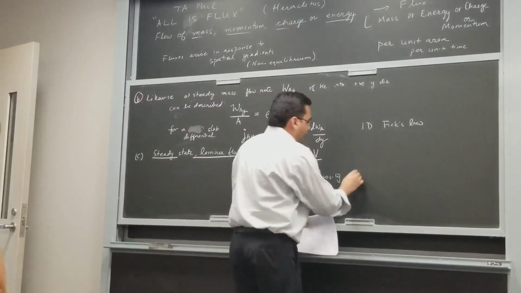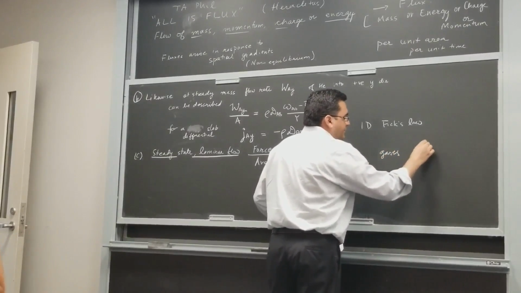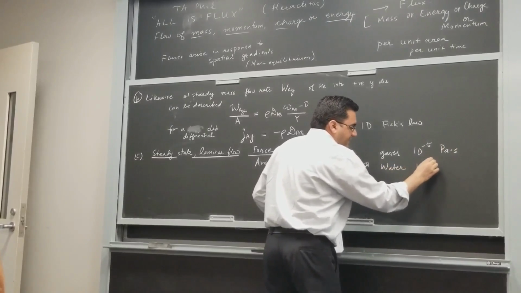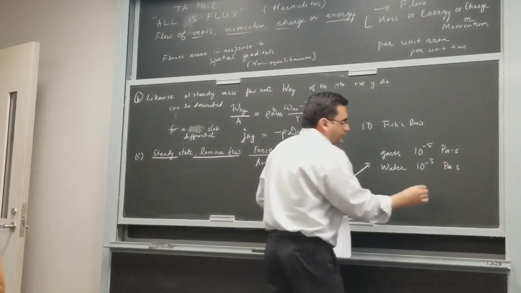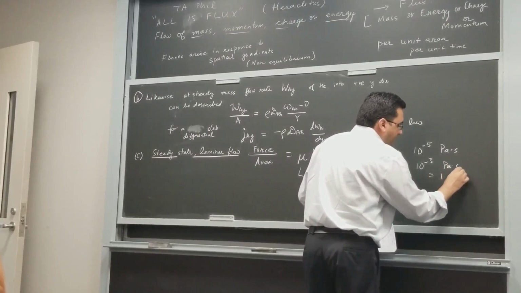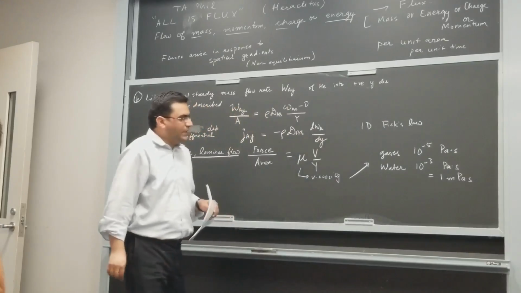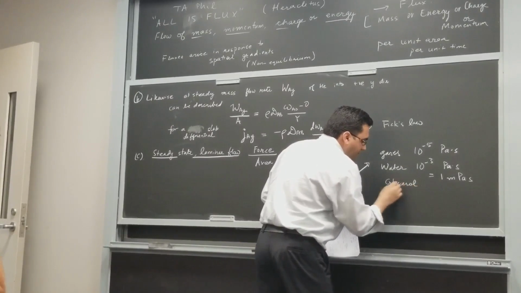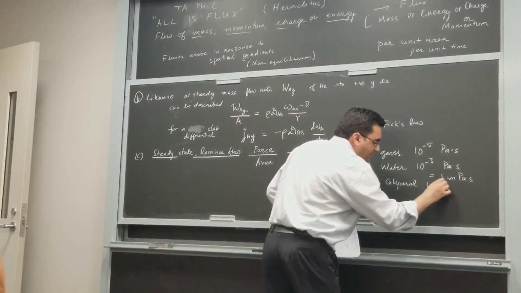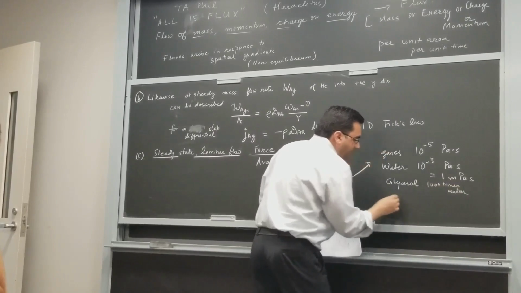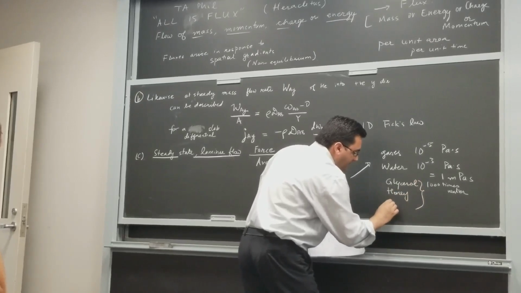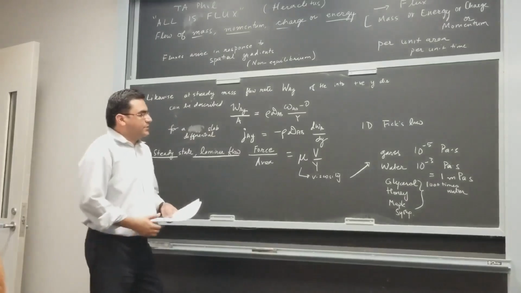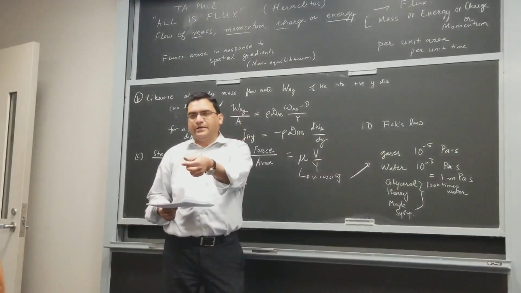So the viscosity of gases is around 10 to the power minus 5 Pascal second. That's the unit. For water, it's 10 to the power minus 3 Pascal seconds, which can also be written as 1 milli Pascal second. And then if you go to, say, pure glycerol, it can go to almost 1,000 times. I don't remember the exact number, but glycerol or honey or maple syrup could be 100 to 1,000 times water viscosity.